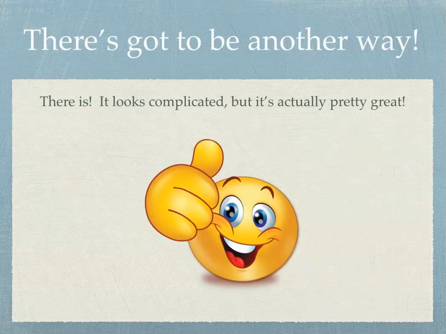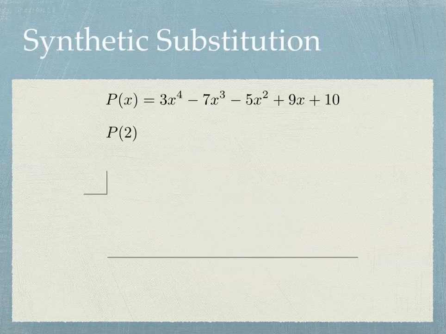Okay? This way looks complicated, but it's actually fabulous. Trust me. All right, it's called synthetic substitution. We're going to calculate p of 2 using a new algorithm. Same answer we're going to get, but just a different way of getting there. All right, this is going to look weird. We're going to talk about the structure of this synthetic algorithm a little more later. When we look at division, we'll look at how this kind of comes to be. But for now, let's just practice the algorithm.